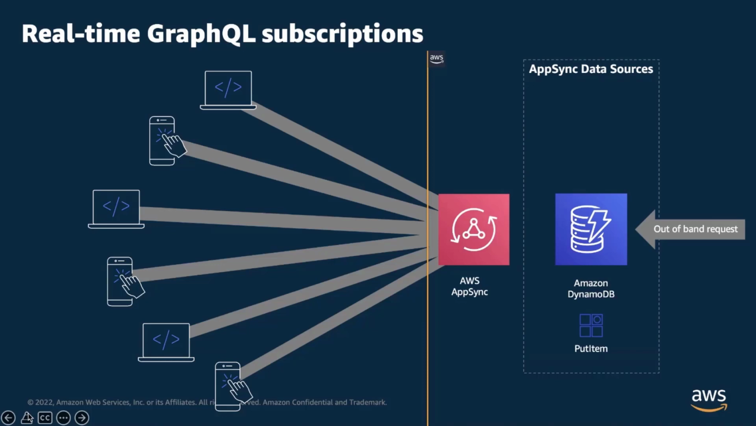As you notice, AppSync needs to be aware of a mutation in order to send subscription data. What if there's an out-of-band process updating DynamoDB in the backend without sending a mutation to AppSync? In that case, AppSync is not aware of the mutation and will not send data to subscribed clients.